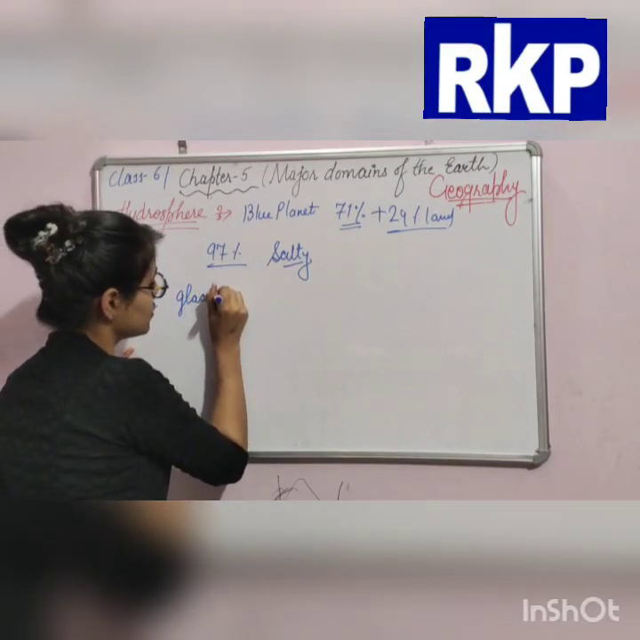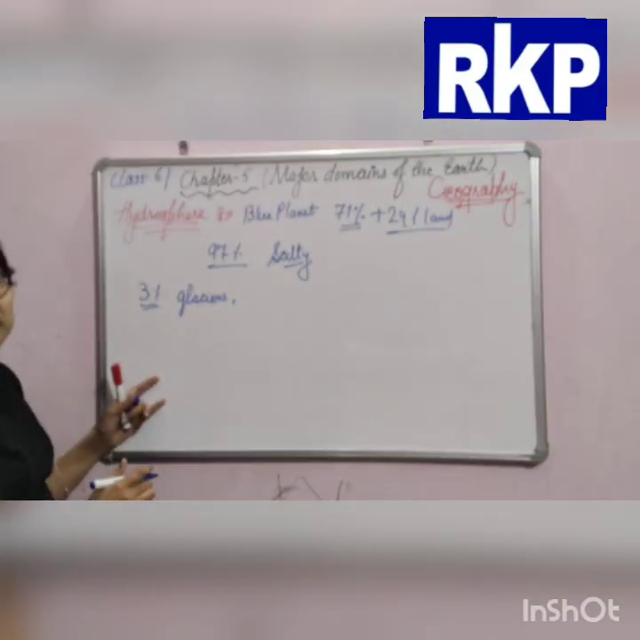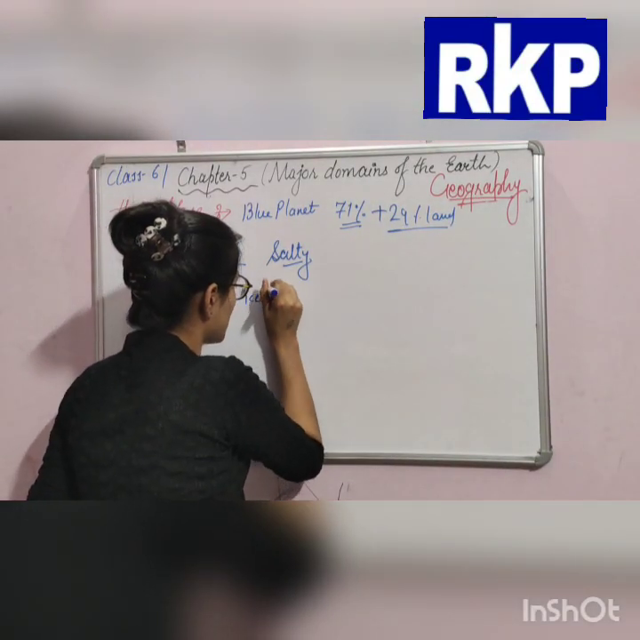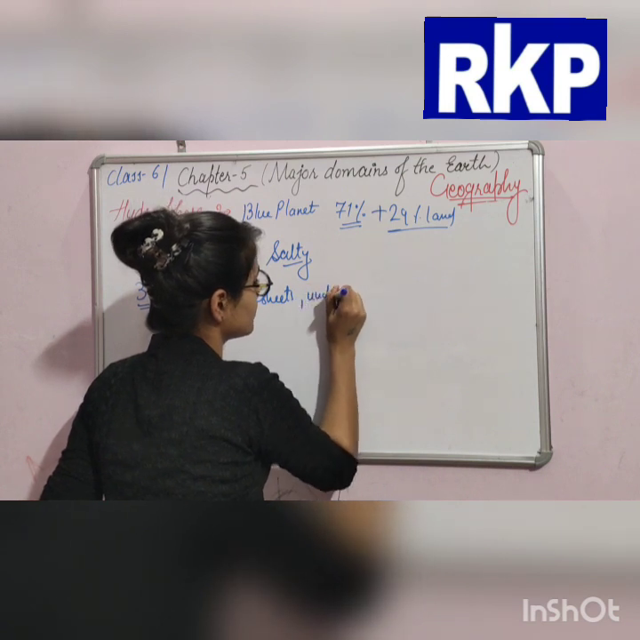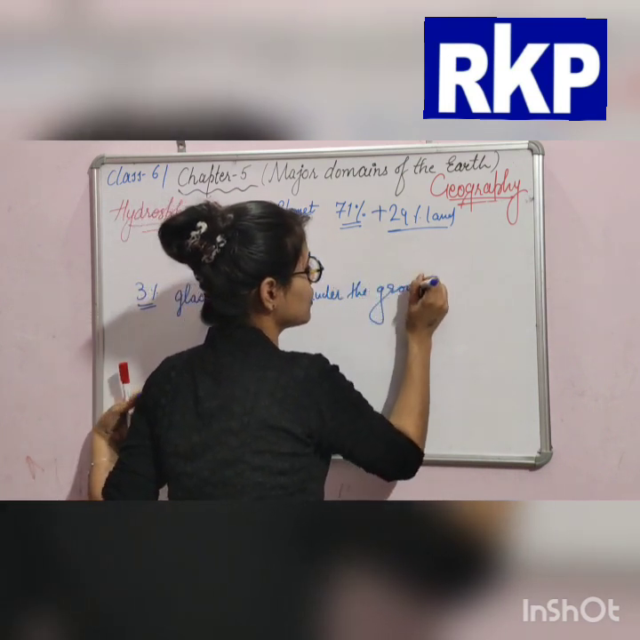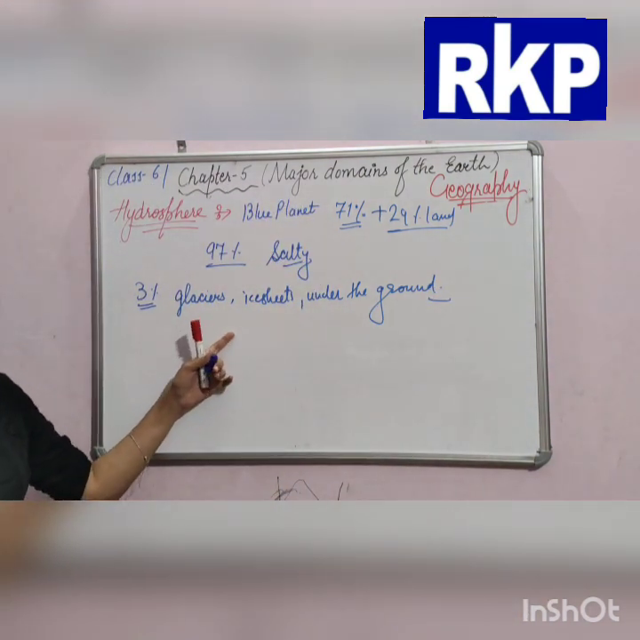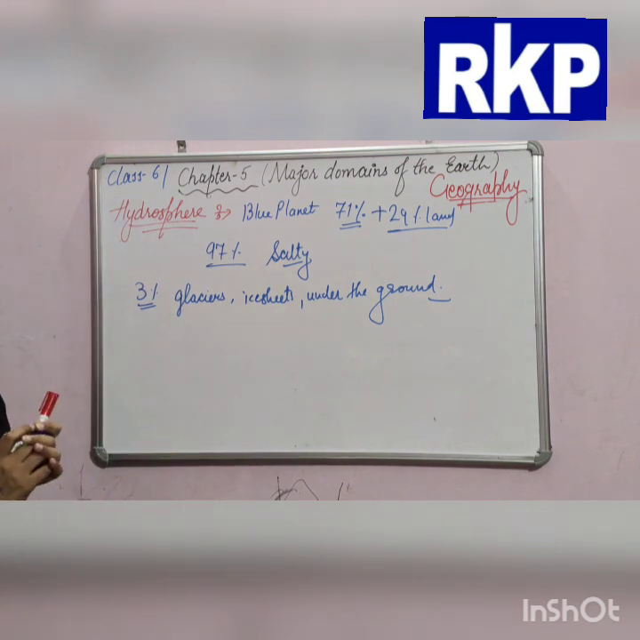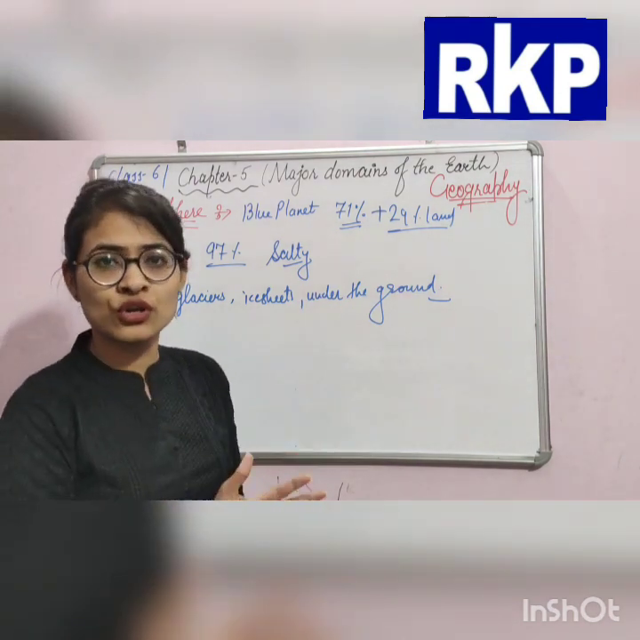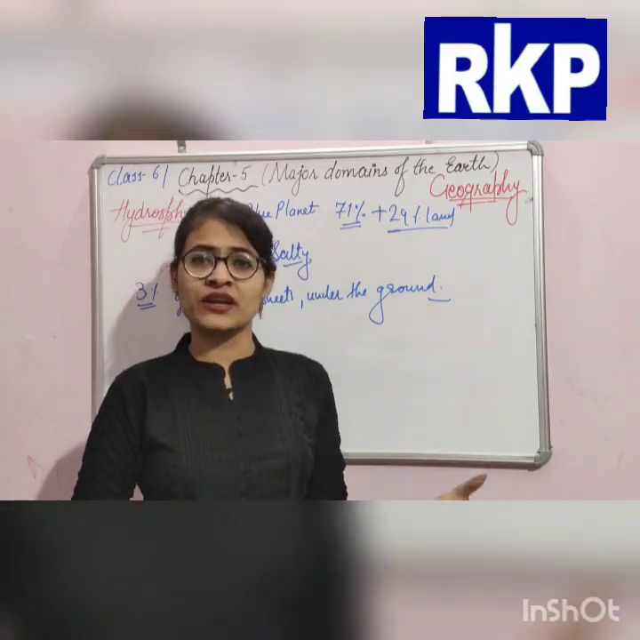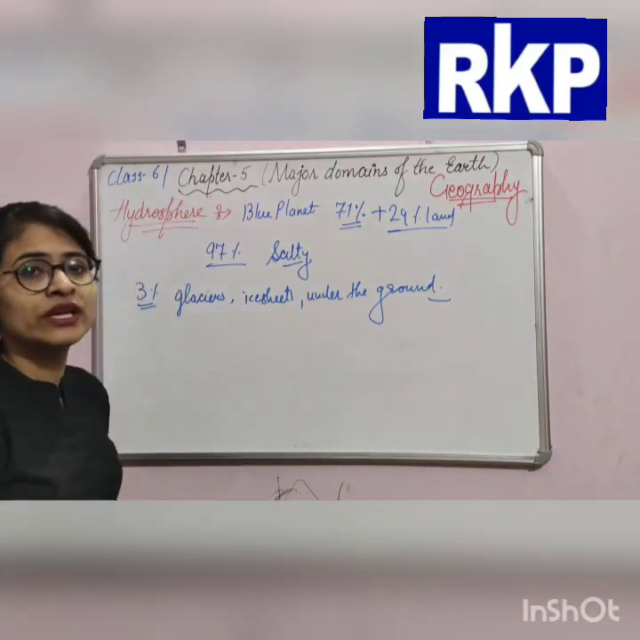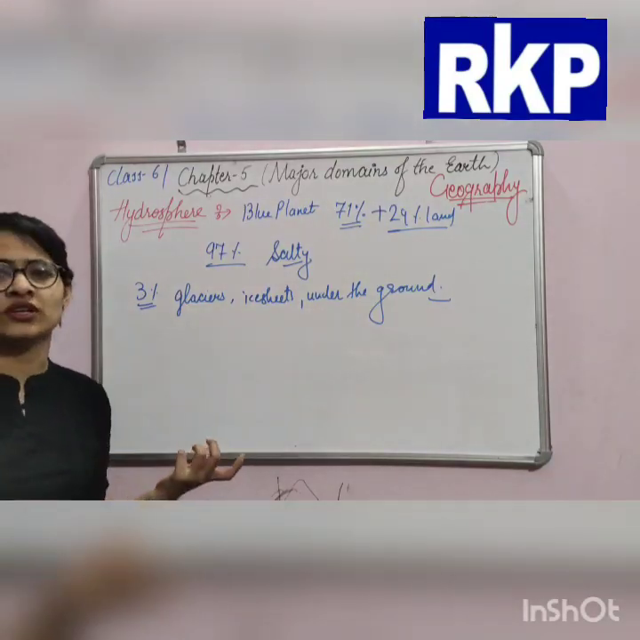The remaining 3% is found in the form of glaciers, ice sheets, and under the ground. A very small percentage is available as fresh water for human use. Only a very small percentage of water is fresh and available to human beings.